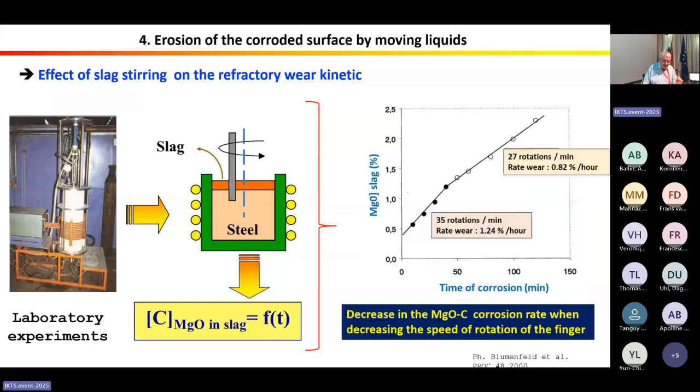So what's happened? We have made here two experiments, a rotation of 35 rotations per minute, and we observe a wear rate which is 1.24% per hour. We modified the speed of the rotation, and we observe that if we increase the speed, we increase the wear. That means that there is a real effect of the erosion on the wear of refractory.